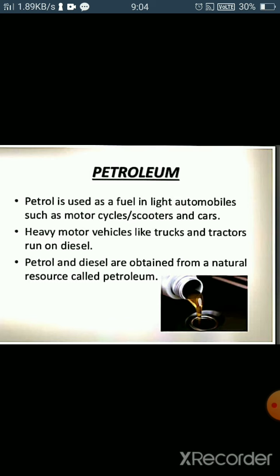Coal tar is obtained when coal is heated in the absence of air, and it is a dark black oily liquid with a very unpleasant smell. Coal tar contains many useful chemicals, and these chemicals can be used to make dyes, ink, detergent, insecticides and artificial fiber.